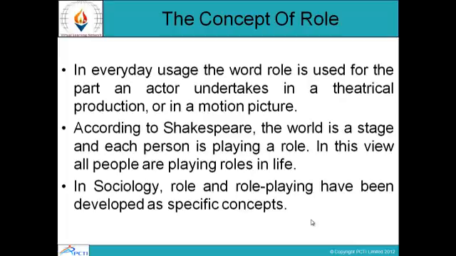So in everyday usage, the word role is used for the part an actor undertakes in a theatrical production, and according to Shakespeare, this world is a stage and each person is playing a role, and in this view, all people are playing roles in life. The moment our role comes, we come in the picture, and when we are not there, we exit.